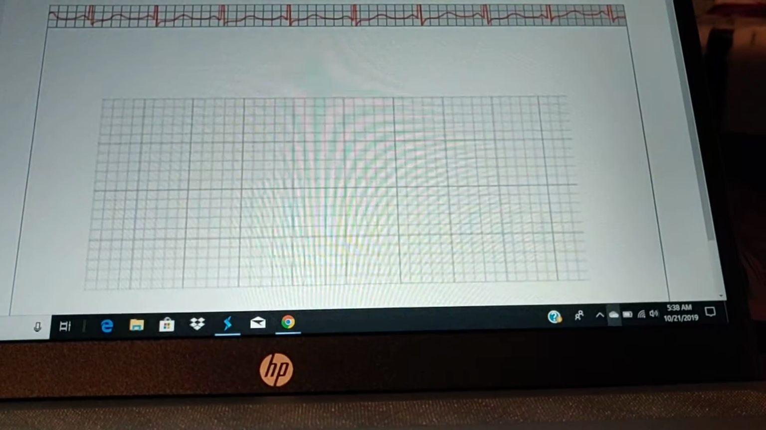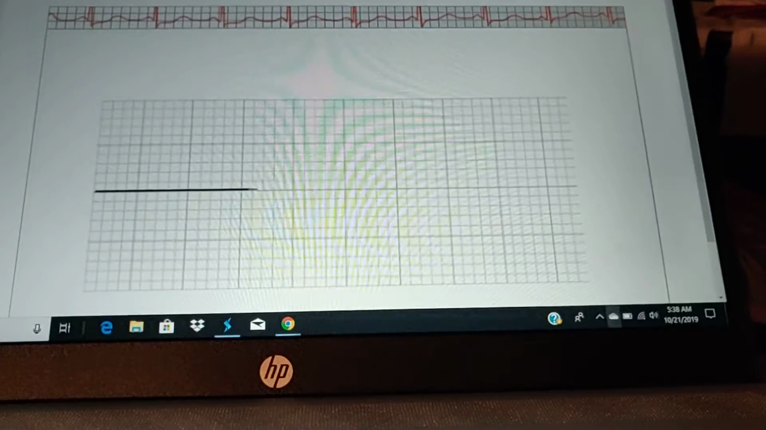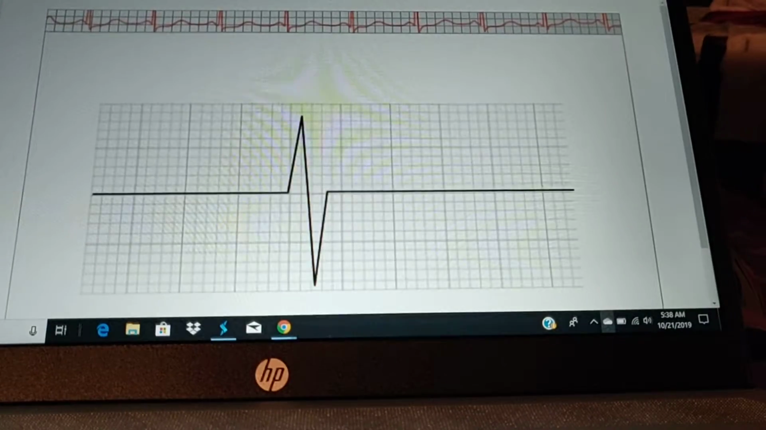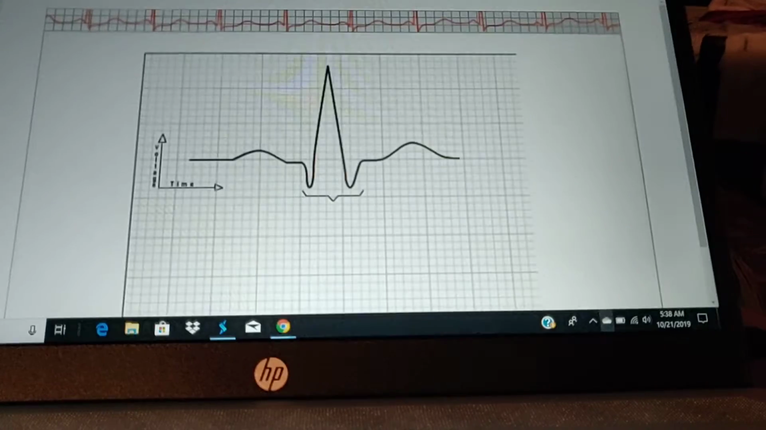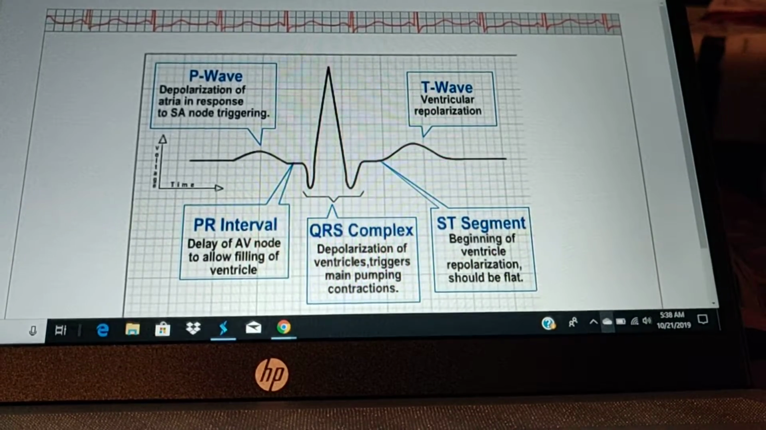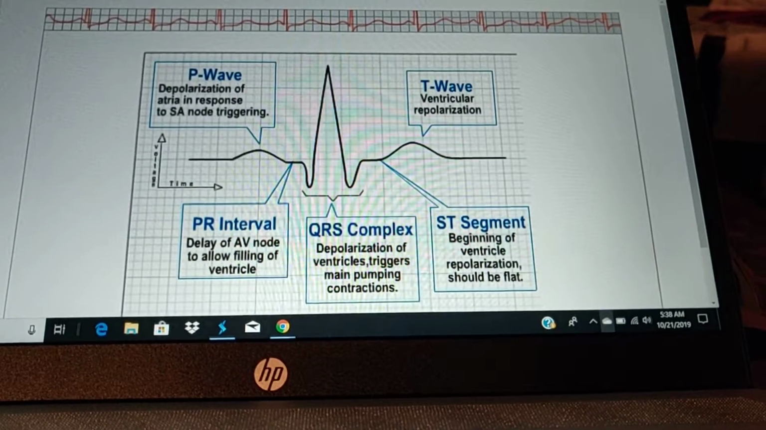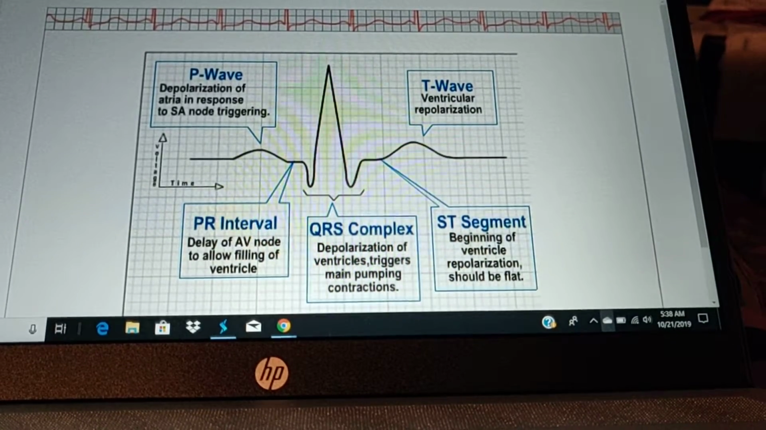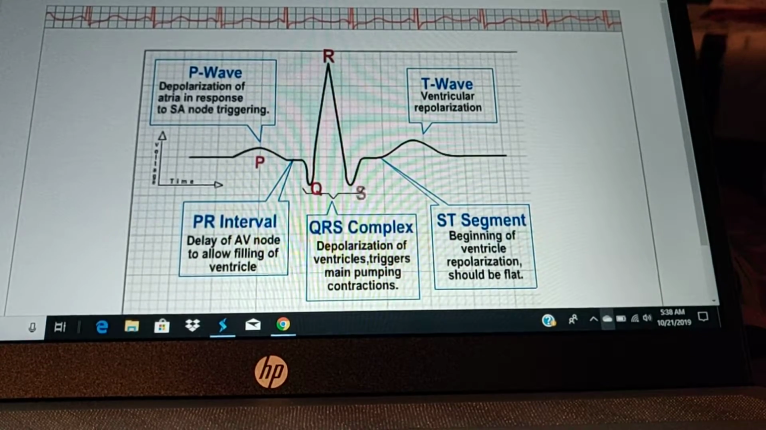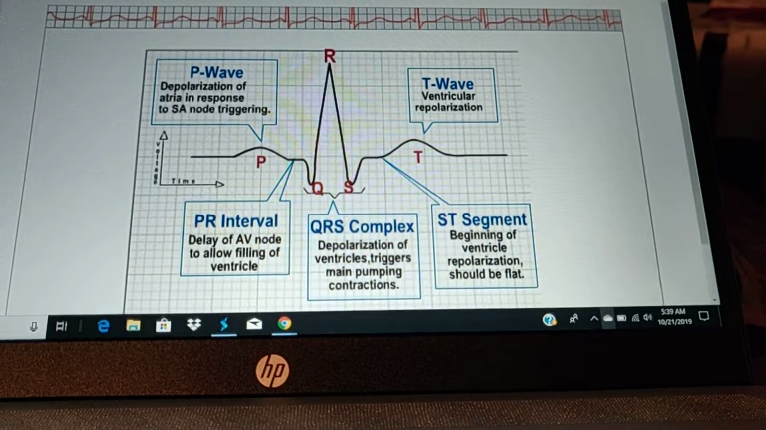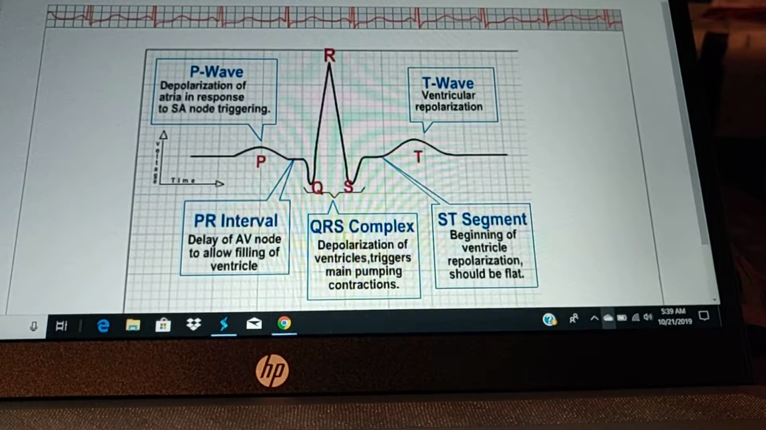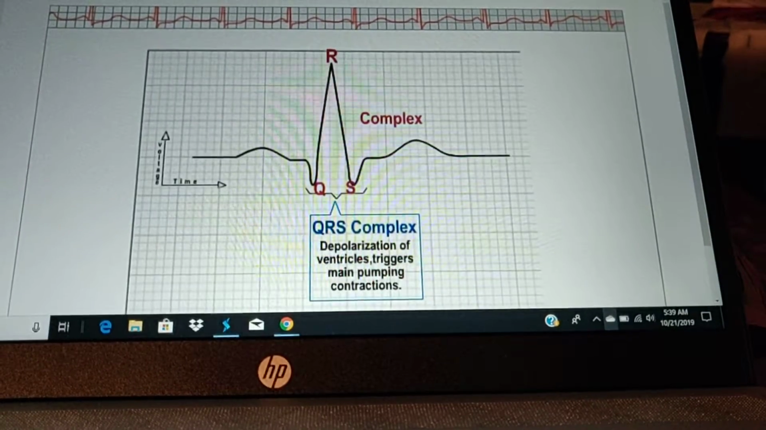A waveform, or deflection, is a movement away from the baseline in either a positive upward or a negative downward direction. An electrocardiogram, or ECG complex, represents the electrical events occurring in one cardiac cycle. A complex consists of 5 waveforms labeled with the letters P, Q, R, S, and T. The middle 3 letters, Q, R, and S, are referred to as a unit, the QRS complex.